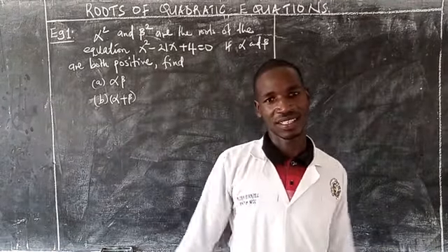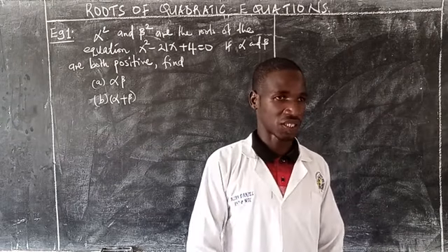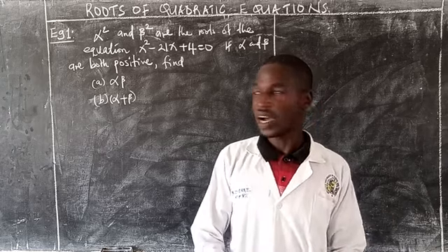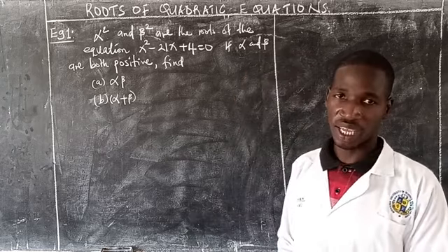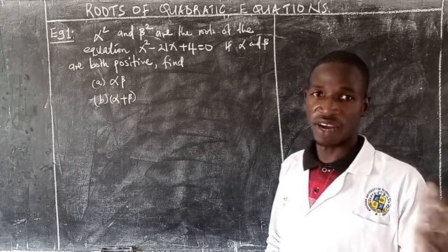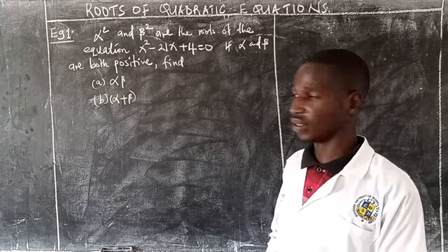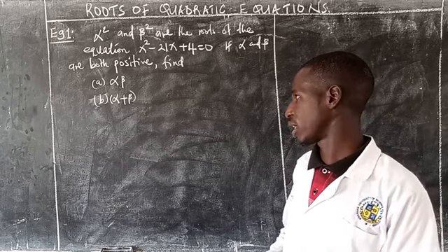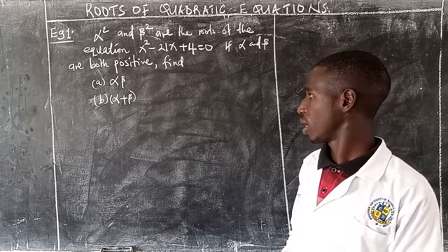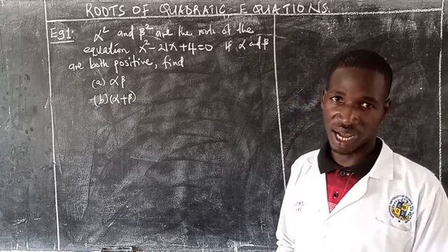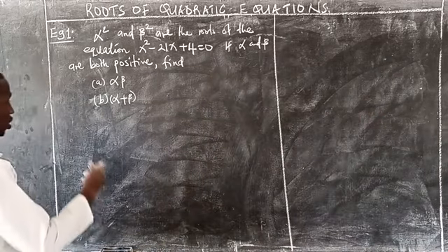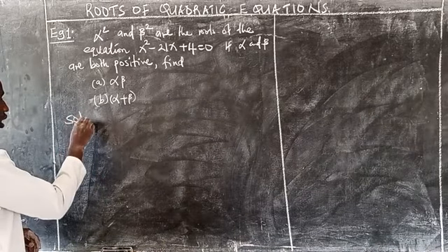Right up here is an example using those expressions which you have seen already. The question says that if alpha squared and beta squared are the roots of the equation, with alpha and beta being positive, required is for us to find alpha beta, which is the product, and alpha plus beta. Let's go right away to the solution. So we are saying our solution.